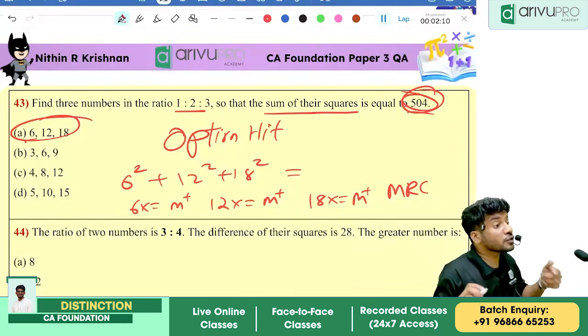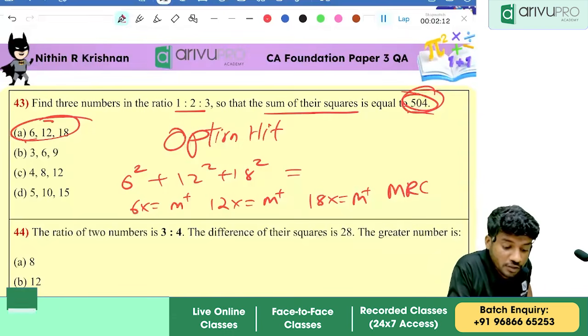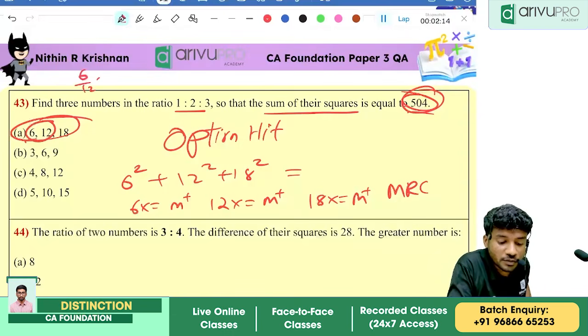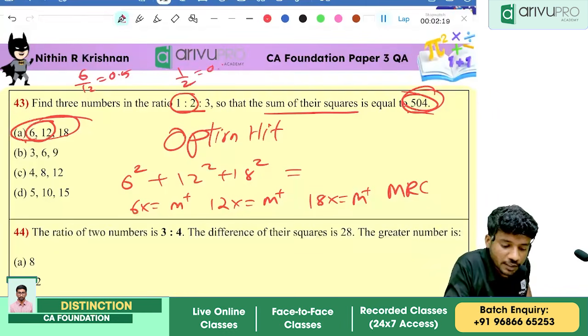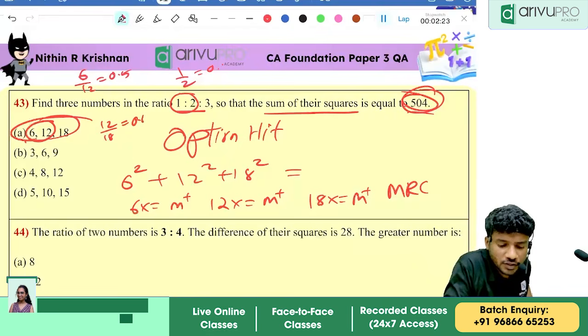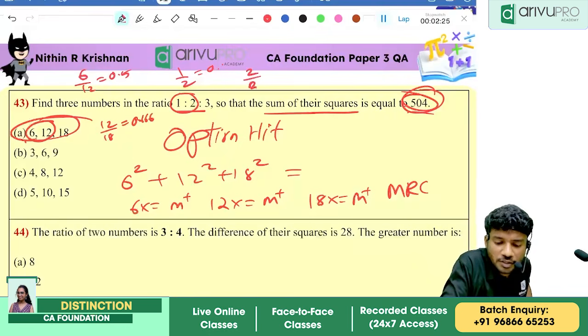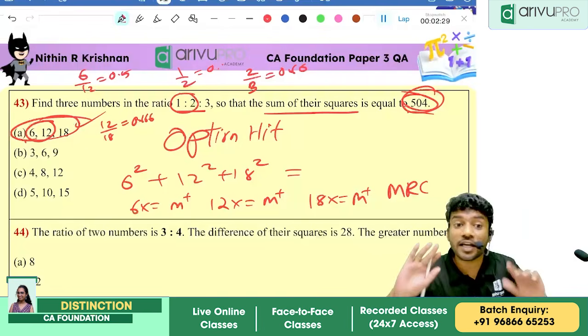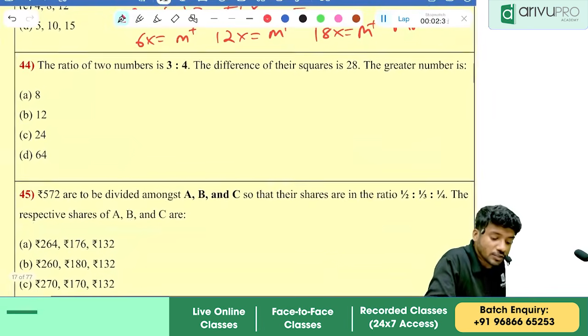How will you verify this option itself is the right answer? Take the ratio between 6 and 12. 6 by 12 is how much? 0.5. 1 by 2 is how much? 0.5. Then 12 by 18 is how much? 0.666. 2 by 3 is how much? 0.666. Option A is the right answer. We verified also. Okay, next question.